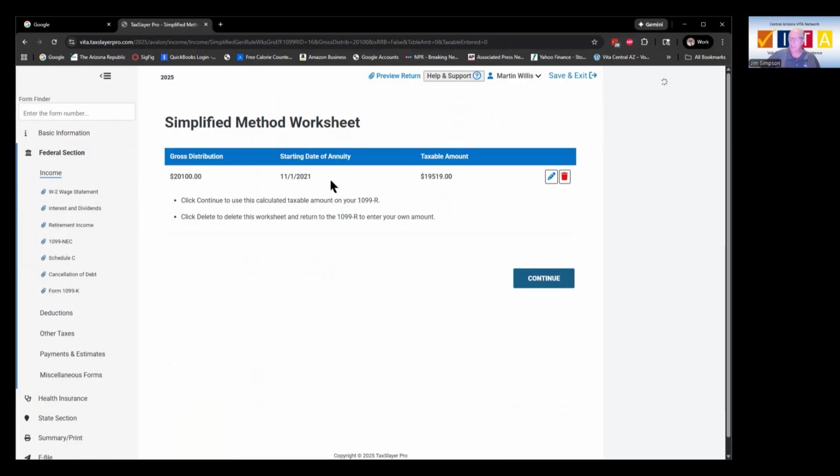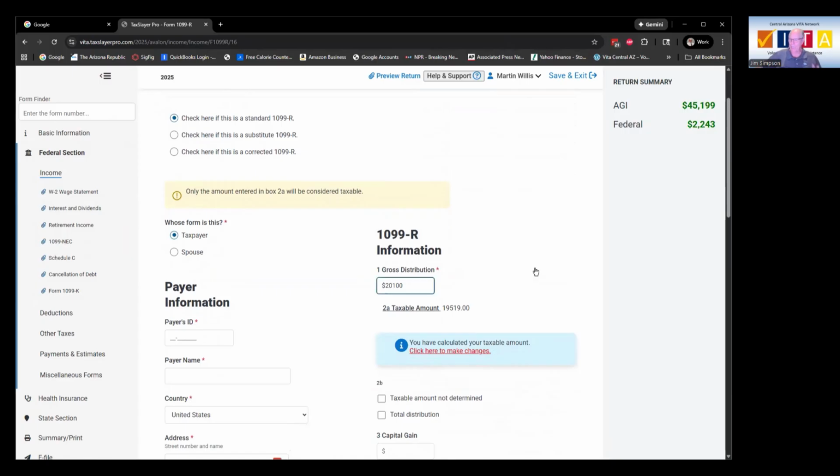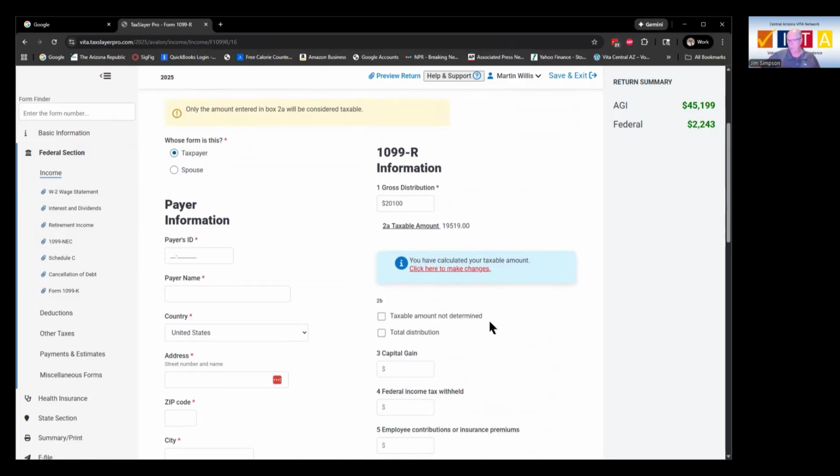So right now it says the taxable amount is $19,519. See, they got $20,100, but it looks like they're not having to pay tax on $500 or $619, something like that, right? They're recovering the portion that they've already paid tax on, and they're going to get this every year. So now I'm going to hit continue. Now you get an idea of how to calculate this. And by the way, once I get there, it's put in this taxable amount for me, so I don't have to go change that.